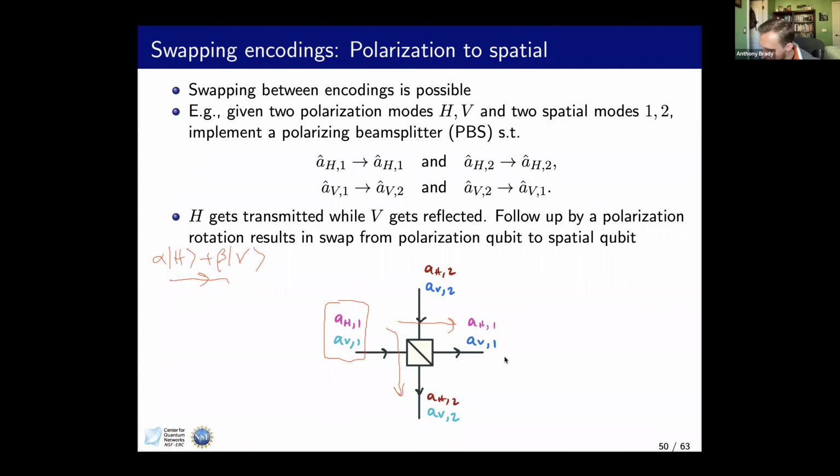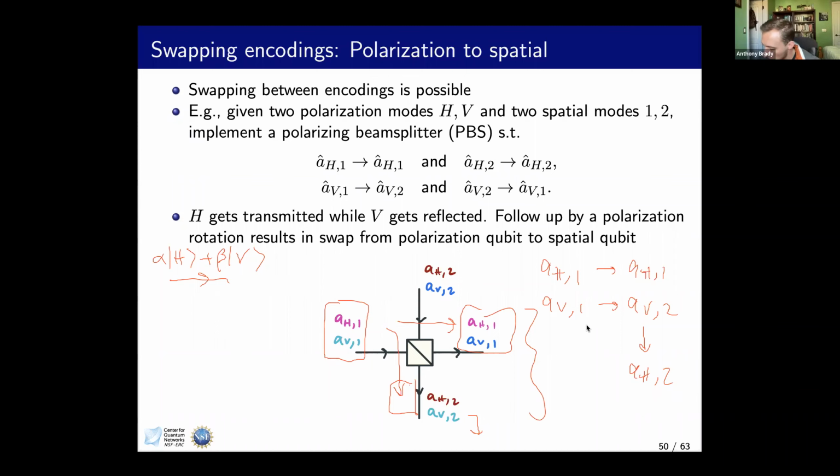So then what we do is on this side we do nothing, but on this side we add a polarization rotation that takes vertical to horizontal. Okay, so now the total output, we can actually write this down completely. H1 goes to AH1, AV1 goes to AV2, and then you put a polarization rotation here that takes V to H.